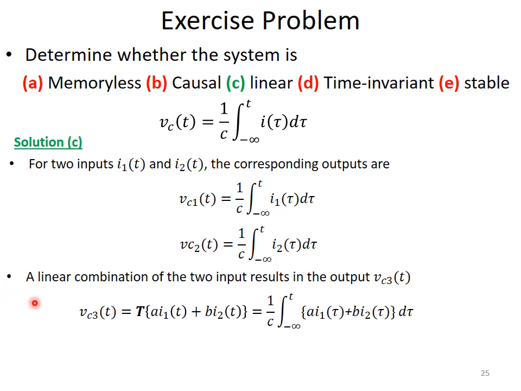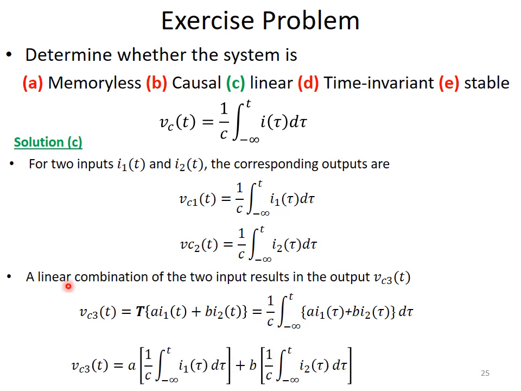Now the linear combination of two inputs produces this result, right? So here the two inputs are scaled and combined together, and the function performed by the system is simply integral and multiply by 1 upon C, right? So these two inputs are integrated from minus infinity to t and divided by C, or you can write down this equation in this form by separating I1 and I2.